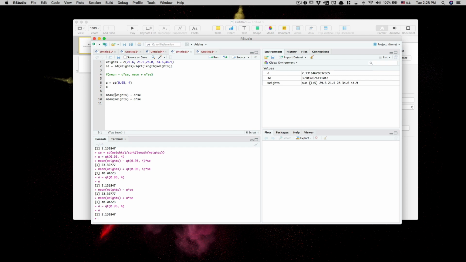The next thing is to plug everything into the template. First of all, the mean is the mean of this sample, A is the critical value we already found, and it is multiplied by the standard error, which we already found in step 1. So let's run this line of code. The left boundary of this confidence interval is 23.4, and the right boundary can be simply given by changing the negative sign into a positive sign, and running this line of code gives 40.04.